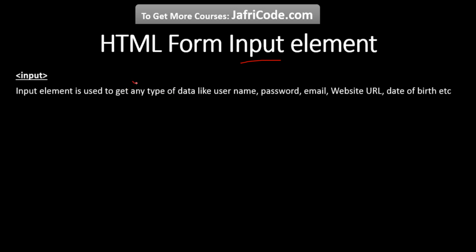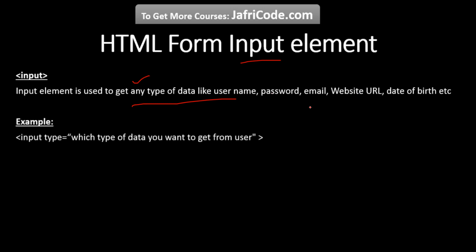The input element is used to get any type of data like username, password, email, website URL, date of birth, etc. You can get data from the user using the input element. For example, the input element is an unpaired tag. There is no closing tag. You just put a slash here.